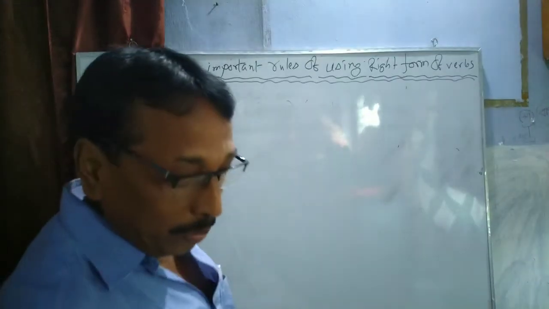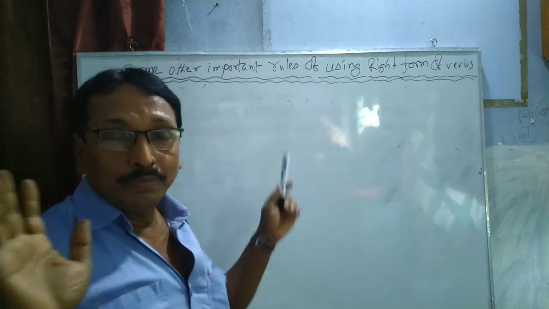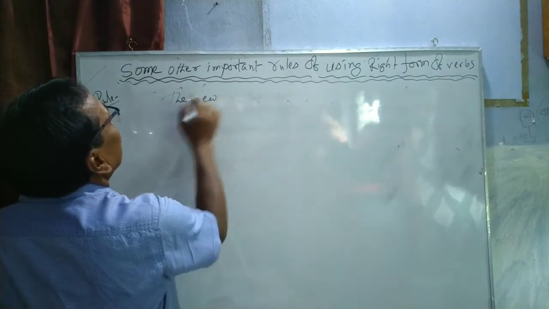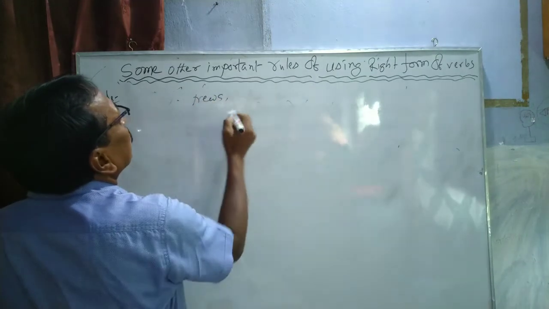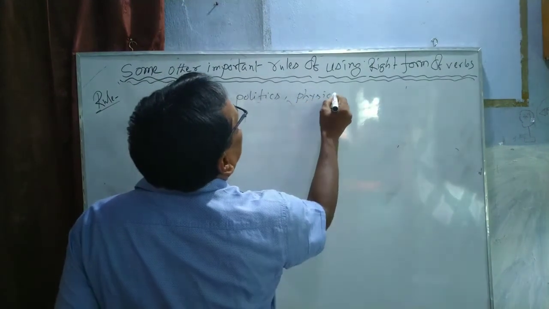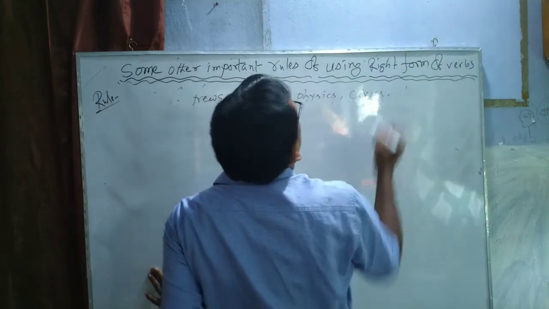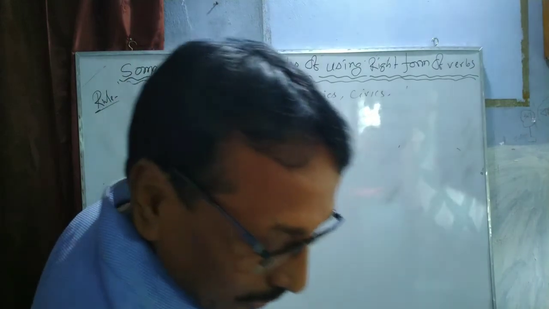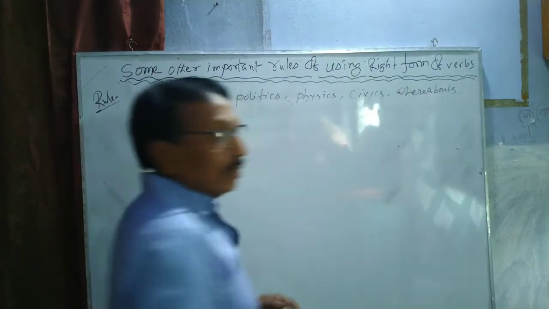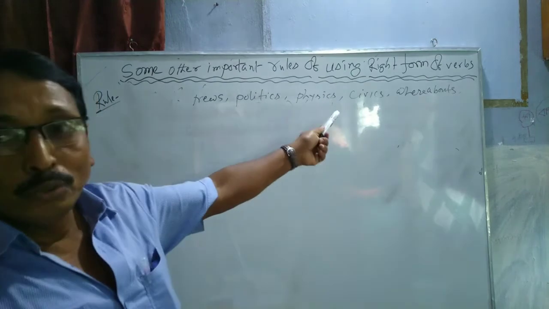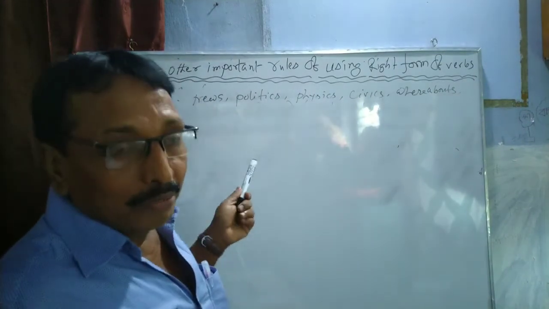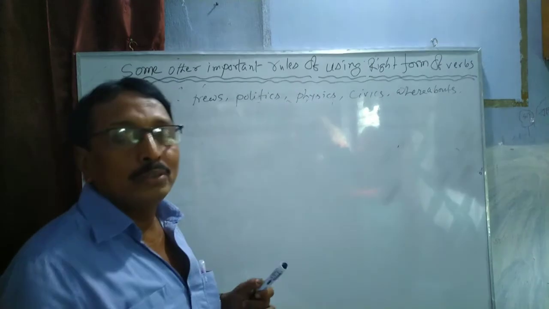There are some nouns which seem to be plural, but practically they are singular in form. The news, politics, physics, civics, whereabouts. You see, all these nouns seem to be plural as there is an s at the end of these nouns, but practically they are singular in number, so we must use the singular form of verb.